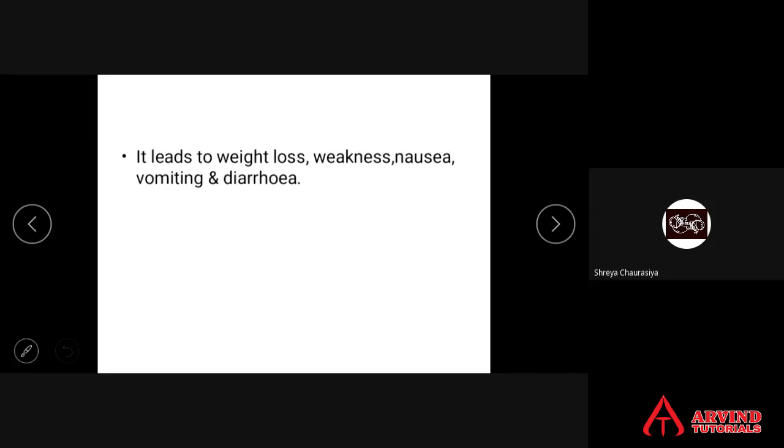It also leads to weight loss. Weakness, nausea, vomiting, diarrhea are also considered as some of the symptoms. Weight loss is one of the symptoms. Weakness is observed. Nausea, vomiting sensation and vomiting as well as diarrhea. That is, these are all prolonged, not remaining for 1 or 2 days.